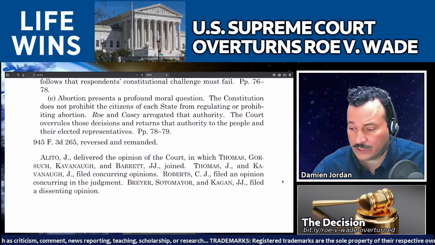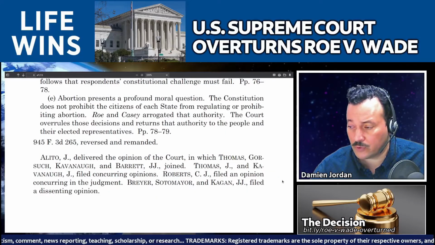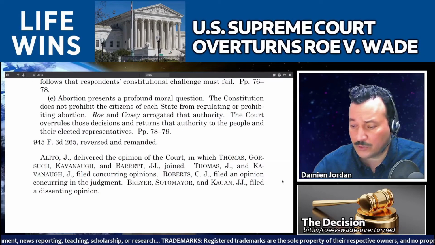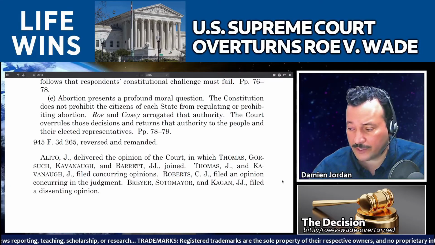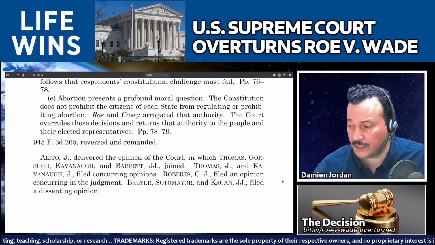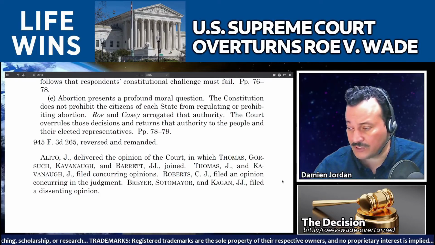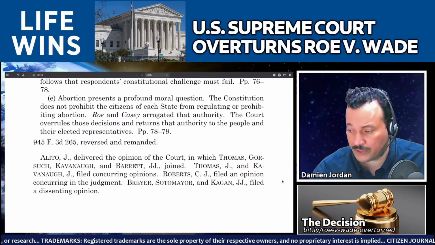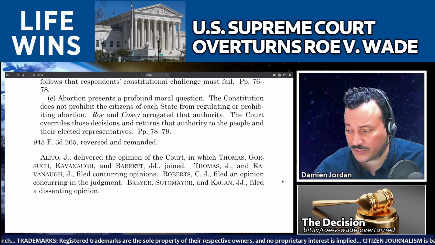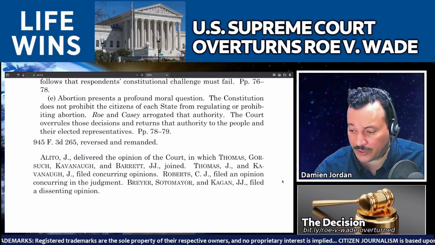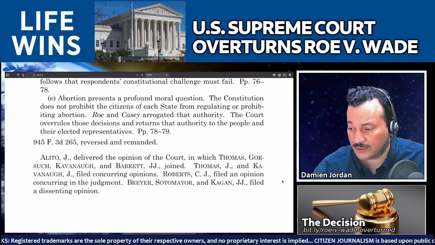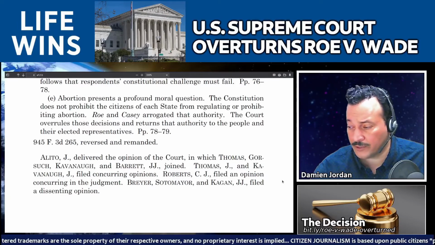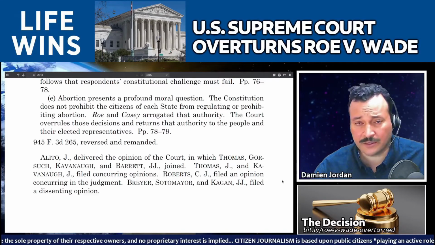Alito J. delivered the opinion of the court in which Thomas, Gorsuch, Kavanaugh, and Barrett J.J. joined. Thomas J. and Kavanaugh J. filed concurring opinions. Roberts C.J. filed an opinion concurring in the judgment. Breyer, Sotomayor, and Kagan J.J. filed a dissenting opinion.